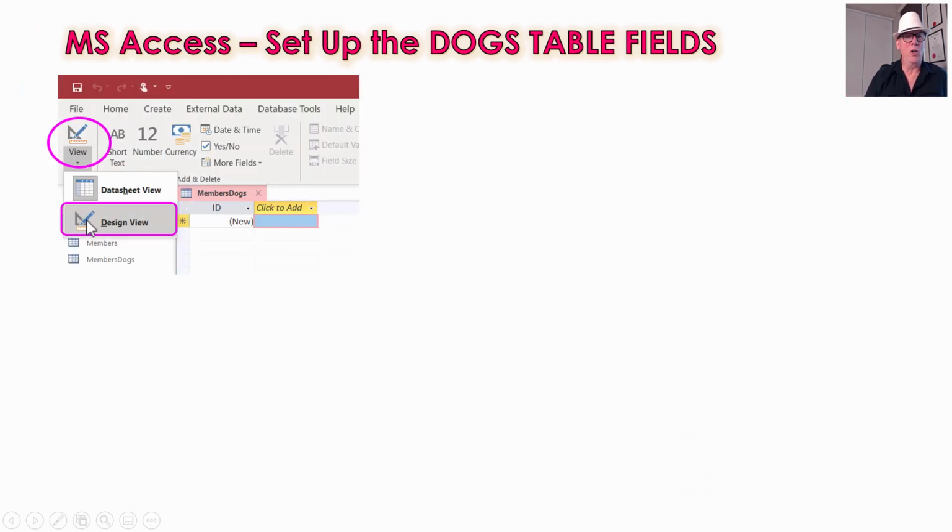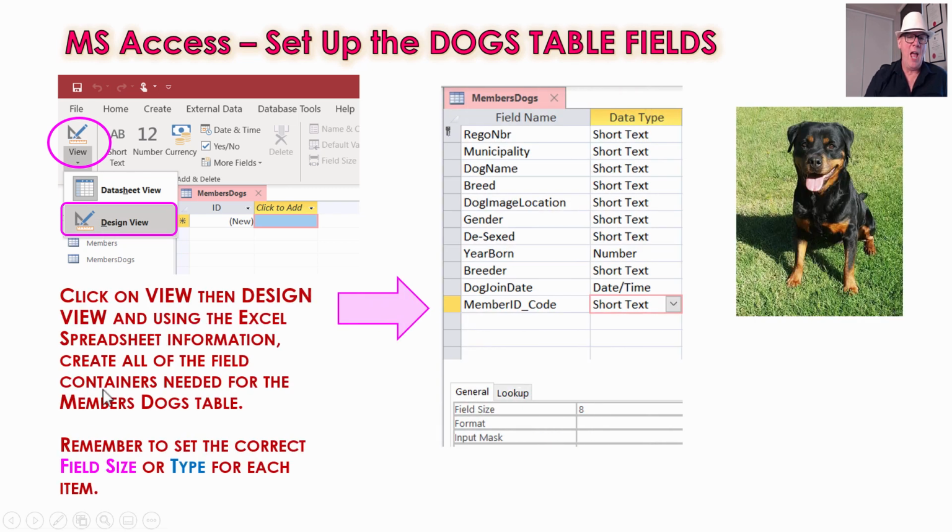Now, then we go into view, design view. This is all stuff we did with the members table, if you remember doing that. And we've got to enter all of these things. So if you go to the Excel document and look at it, there's all these things to enter, or you can pause the video here and you need to put all of those in short text. Year born is actually going to be a number, so it could be born in 2005 or 2018.